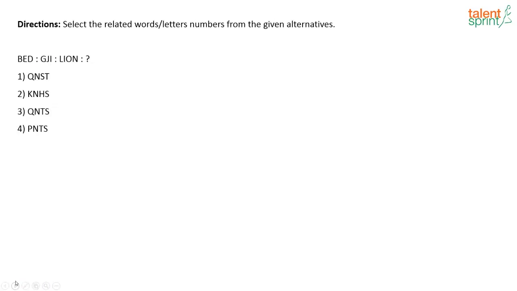Next one. Bed is to GJI as lion is to dash. Again, a very, very easy question on analogies. What is the logic that is followed here? See, you have B is to G. That is basically B plus 6, right? C, D, E, F, G. Sorry, plus 5, correct? Plus 5 is G.